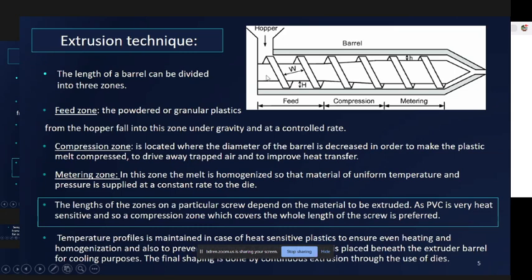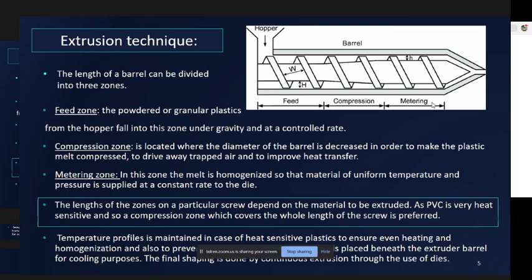Then the another one is compression zone. This zone is located where the diameter of the barrel is decreased in order to make the plastic melt compressed, and to drive away trapped air. And the last zone is called metering zone. In this zone, the melt is homogenized so that material of uniform temperature and pressure is supplied at a constant rate to the die. Basically, the length of the zones depend on the material to be extruded.